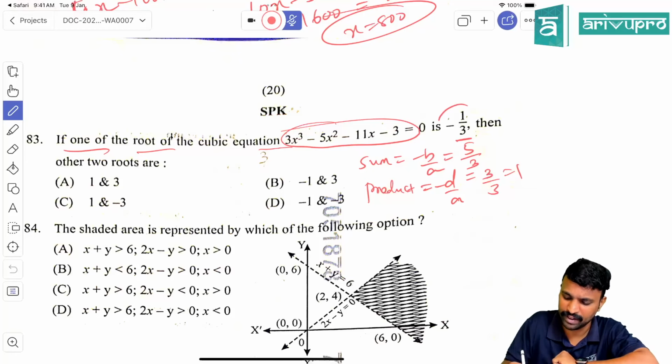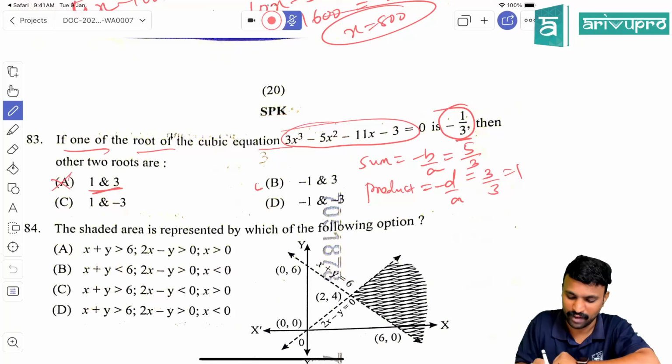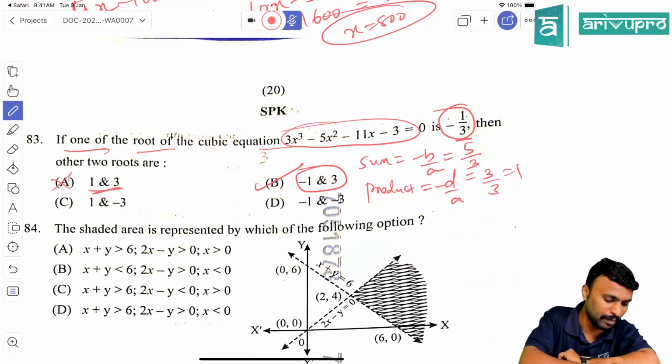Guys, if I take this option with minus 1/3, the sum is 4 minus 1/3, which is 3.666. It is not 5/3, so the sum will not be satisfied for this. If I hit option B, the sum of these two is 2. Correct? 3 minus 1 is 2. 2 minus 1/3.